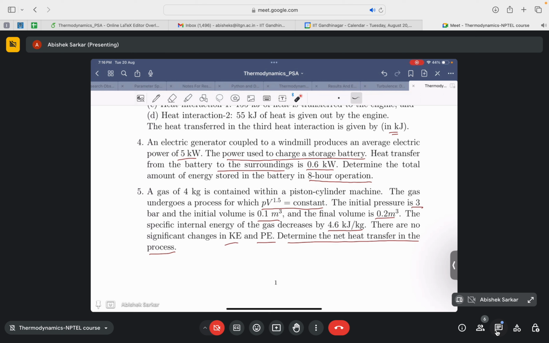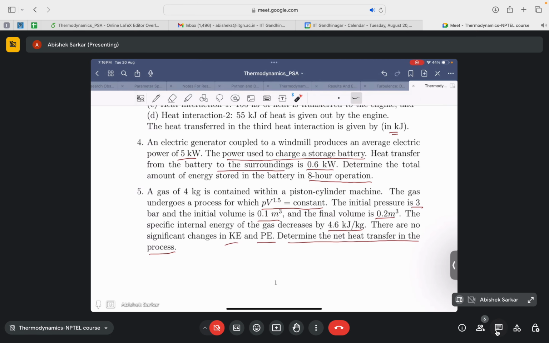So this is a value other than 0, infinity, 1, n, 1.4. So this is a polytropic process. For any polytropic process, work done is given by (P1 V1 minus P2 V2) divided by (n minus 1). Once you know that, and moreover the heat interaction also, the internal energy change is also given. So the only unknown is the heat interaction. First you find P2, then find the work interaction, then use the first law of thermodynamics to find the net heat transfer. Okay.